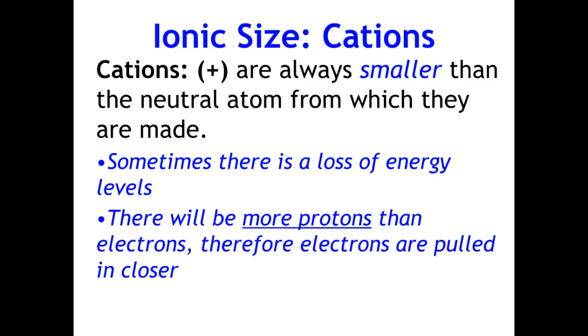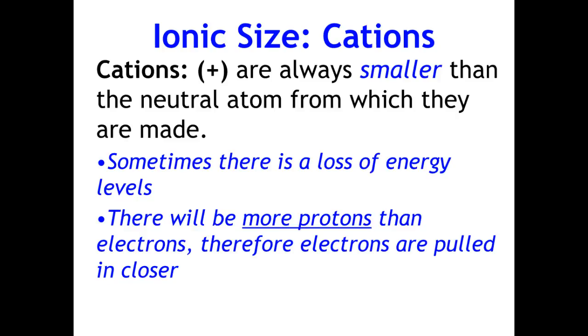So, cations, they're positive and are always smaller than the neutral atom from which they are made. Sometimes there is a loss of energy level, and that depends on what energy level you're at and how many electrons you have in that energy level. And of course, there will be more protons than electrons when you are a cation. And why is that? Because you take away an electron, you become a cation. You are positively charged because you took away a negative charge.